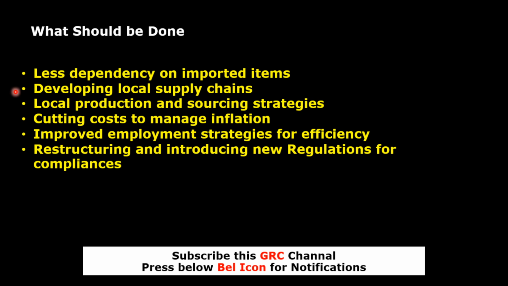Then we have developing a local supply chain strategy. Organizations and institutions should try to develop local infrastructure and develop supply chains locally or collaborate with local supply chains. Local production and sourcing strategies should also be revisited, and all those production and sourcing requirements that were fulfilled with the help of some developed countries should be shifted to some underdeveloped countries to control the cost.